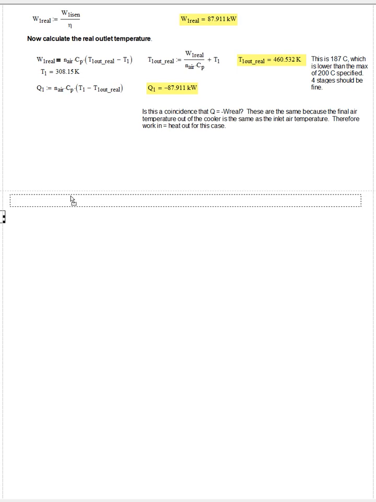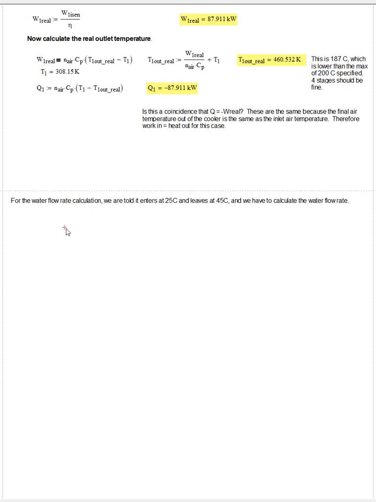All right, so now we've calculated the amount of heat that needs to be removed from the air. So now we can do the water calculation. And so we set up our water calculation problem. We're going to assume that the heat capacity of water is constant. We can look this up. The heat capacity of water is about 4184 joules per kilogram Kelvin.